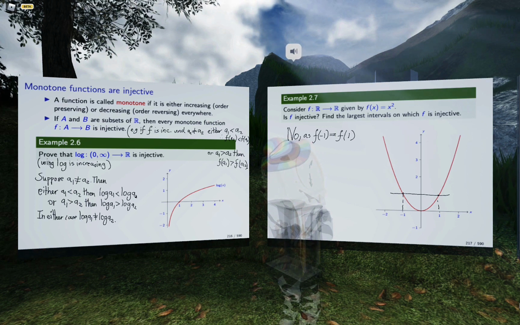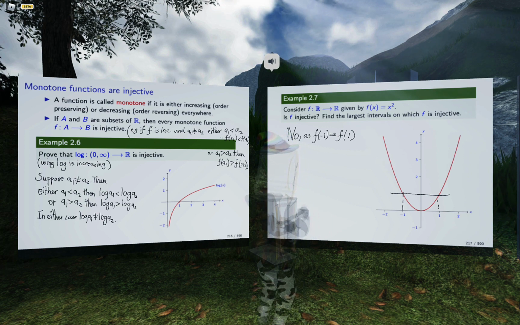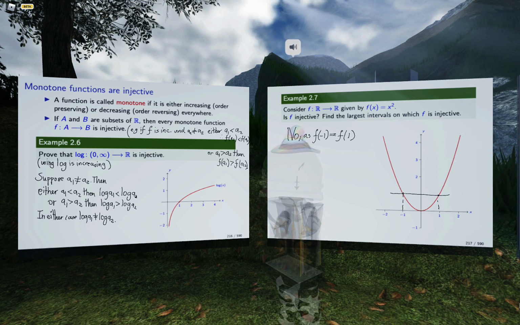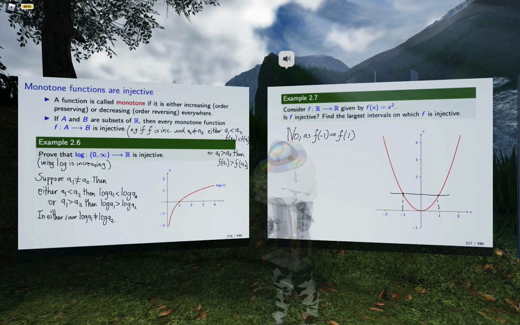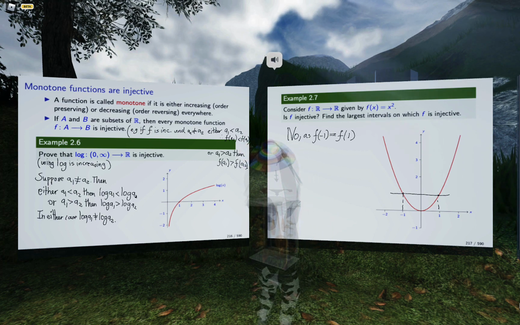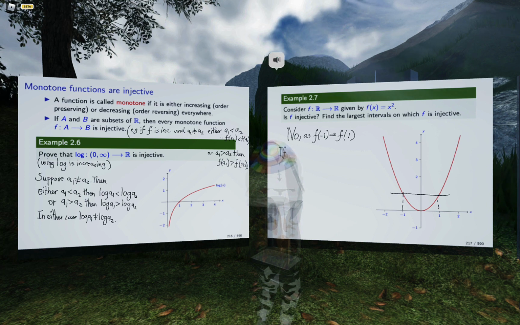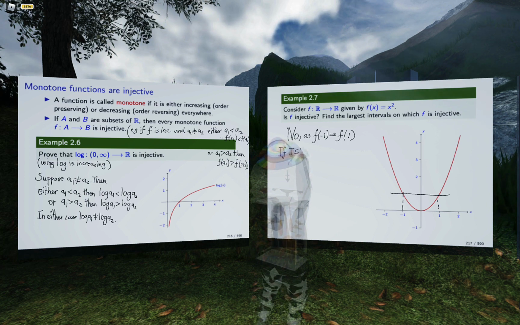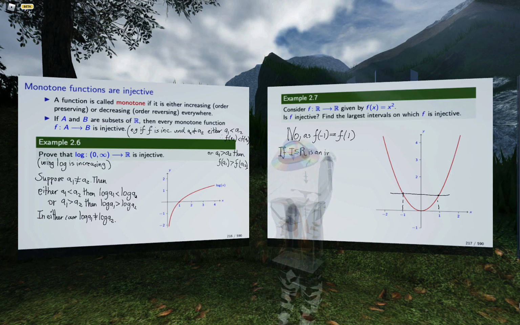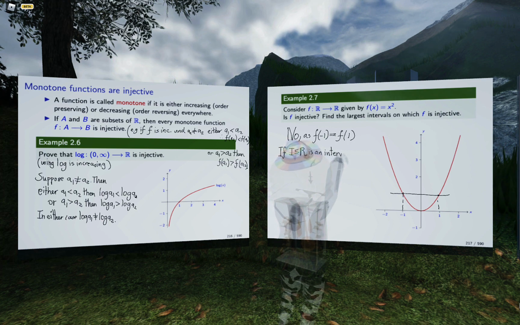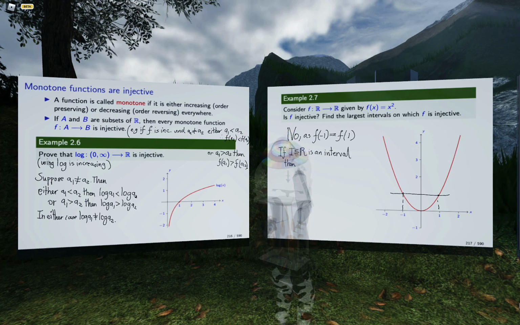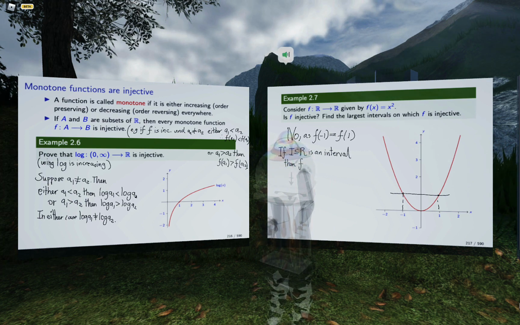Okay, what are the largest intervals on which f is injective? Now, this is an interesting point, which is to do with why we're introducing or emphasizing domains in the first place, right? So notice something, namely that if I is an interval, then let's call it f sub I.